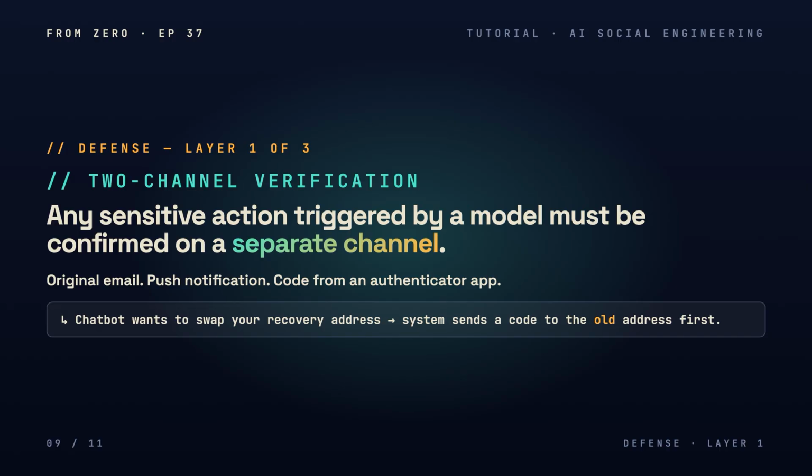How do you defend? 3 layers. Layer 1, two-channel verification. Any sensitive action triggered by a model must be confirmed on a separate channel. The original email, a push notification, a code from an authenticator app. If the chatbot wants to swap your recovery address, the system sends a code to the old address first.